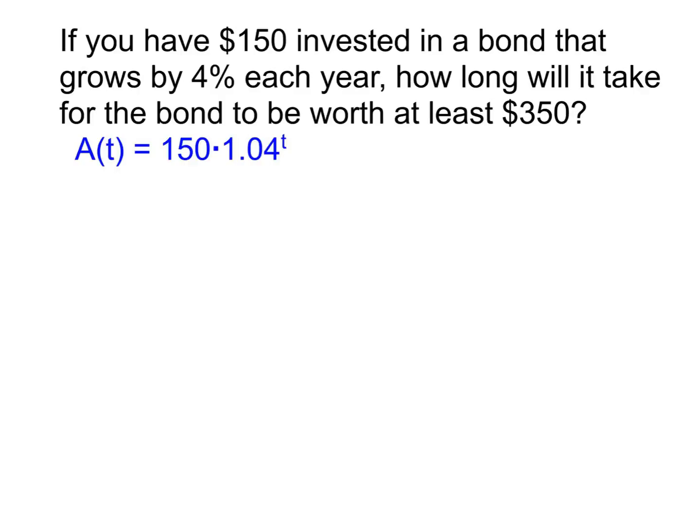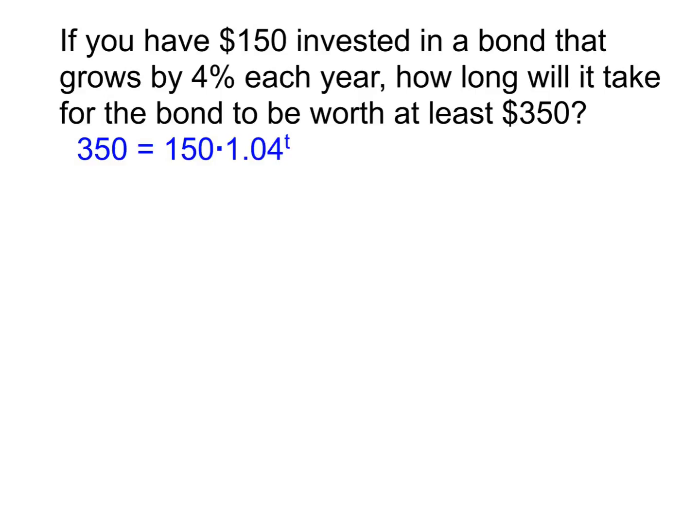So what letter represents the 350 here? The A value. More precisely, the whole A of t. So erase A of t and replace it with 350. Because we're looking to see at what t value will this give us 350. That's the new part today, is writing it like this. Once you've written it like that, you're going to solve it the way that you've been solving your exponential equations. So from here, do as you've been doing.